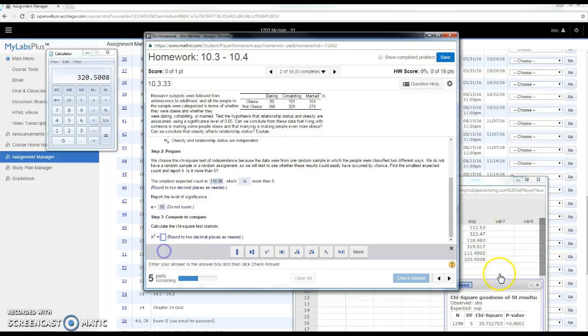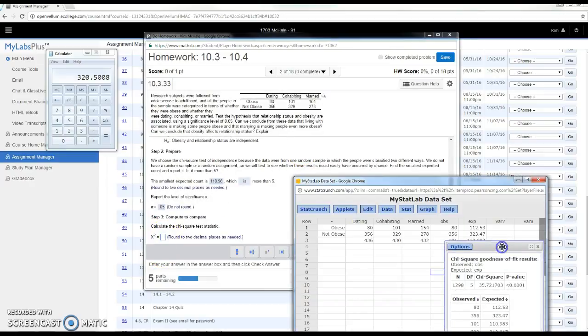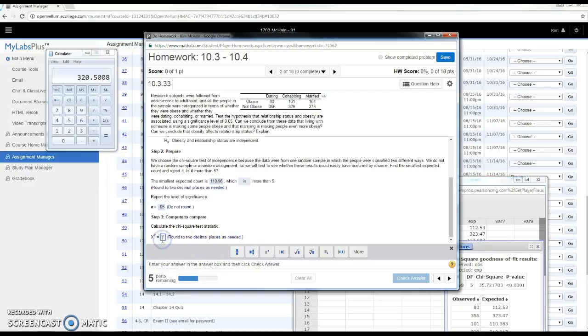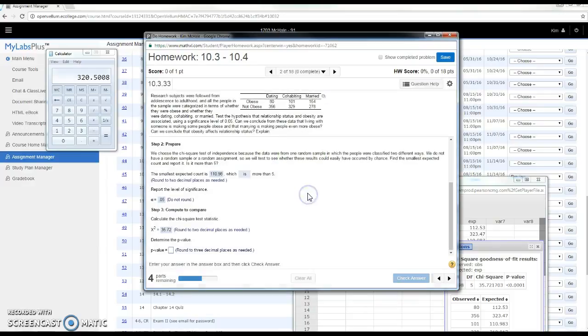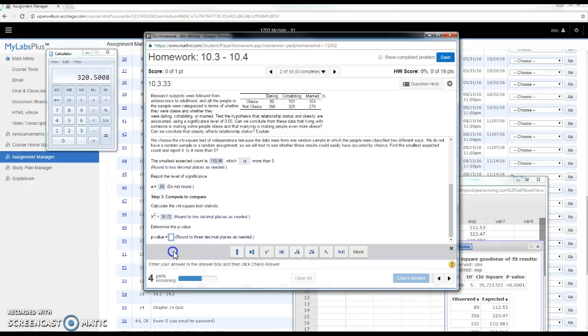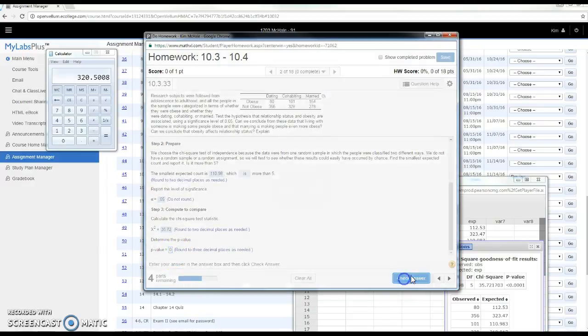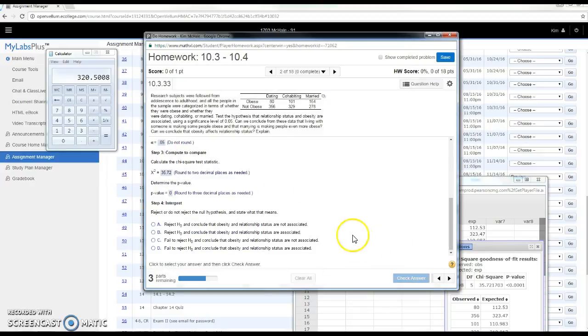My chi-square value was 35.72. My p-value was 0. That's really small, so I'm going to reject H0. If I reject H0, I'm rejecting the fact that they are independent. So there is evidence that they are associated.